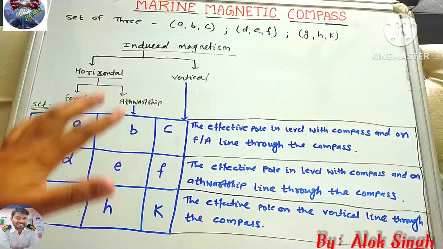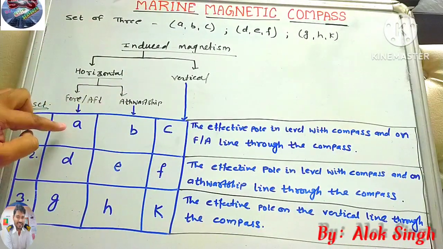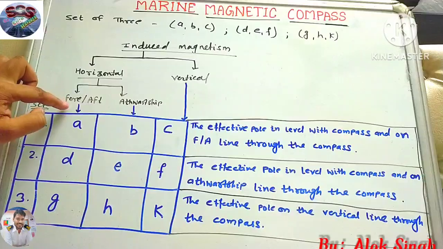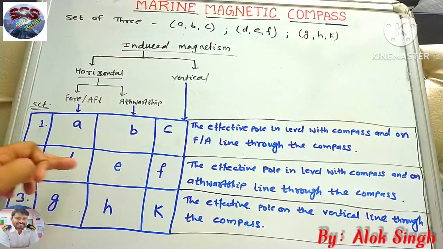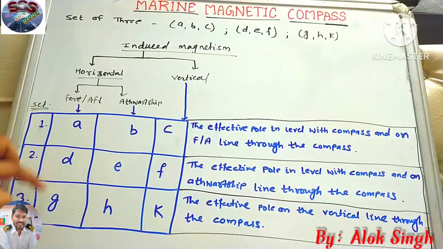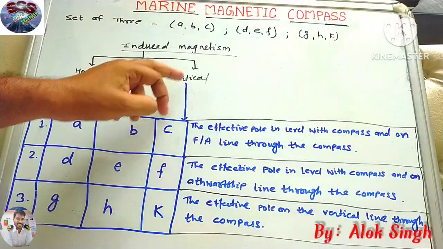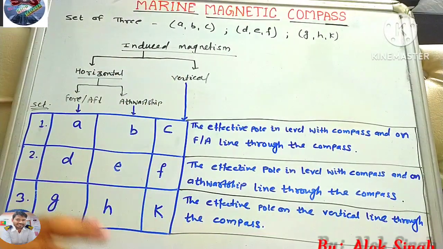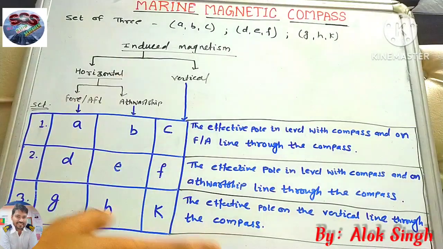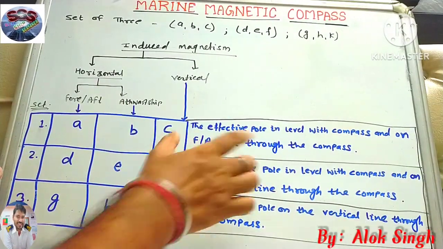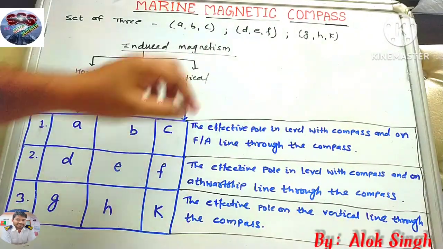So A, B, C: wherever you see the rod A, B or C, what is that? I have written A in the column of fore and aft, B in the column of athwartship and C in the column of vertical. Same way D, E, F: A, D, G are all in fore and aft, athwartship B, E and H, and then vertical C, F and K. What is that? We'll see. After this I will draw all these 9 rods, and there it will be more clear. But for now you just have to compare this rod with what I have written here.